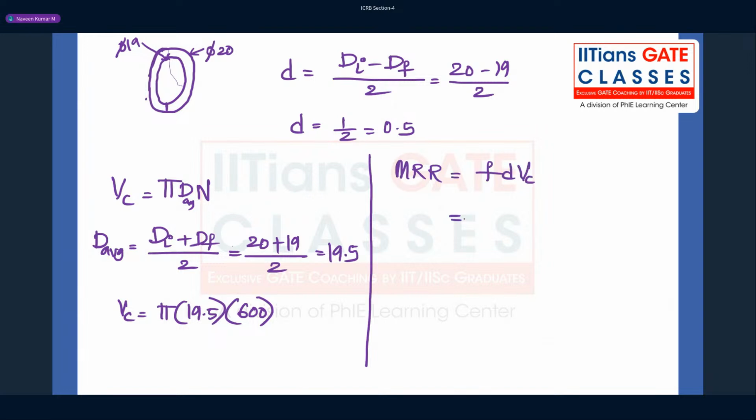Right. So F is 1 by 3. Depth of cut, sorry, is 1 by 2 or 0.5, into pi into 19.5 into 600. If you calculate, you'll get an approximate value, but I have the exact value. The exact value is 612 some mm³ per minute. But let's check the options.